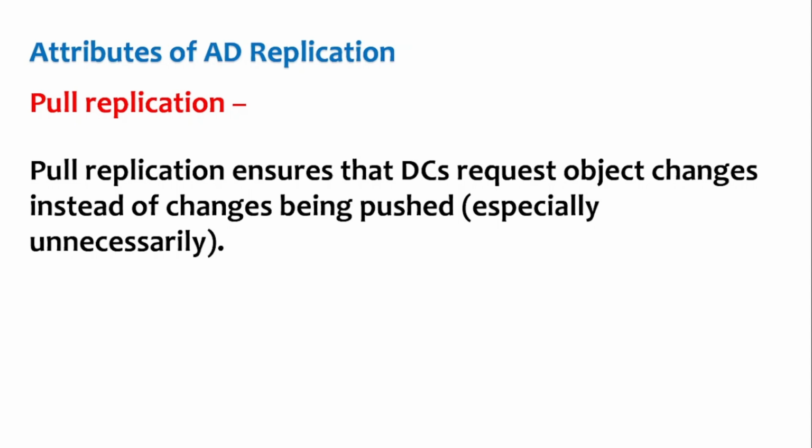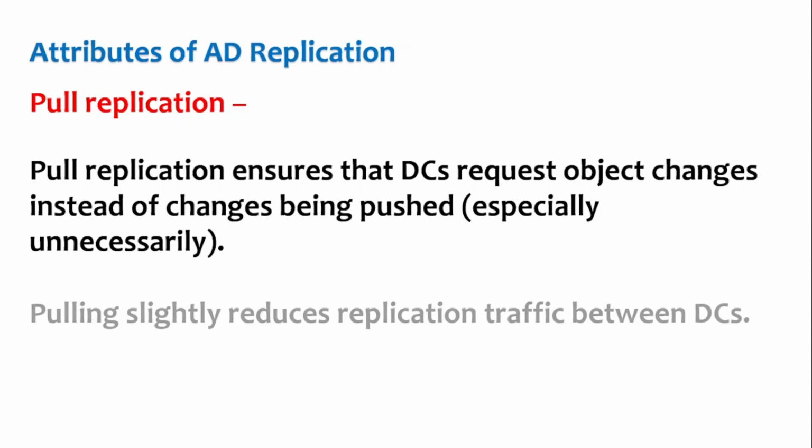Pull replication ensures that domain controllers request object changes instead of changes being pushed. That will help avoid unnecessary replication traffic. And definitely pull replication slightly reduces replication traffic between the domain controllers.